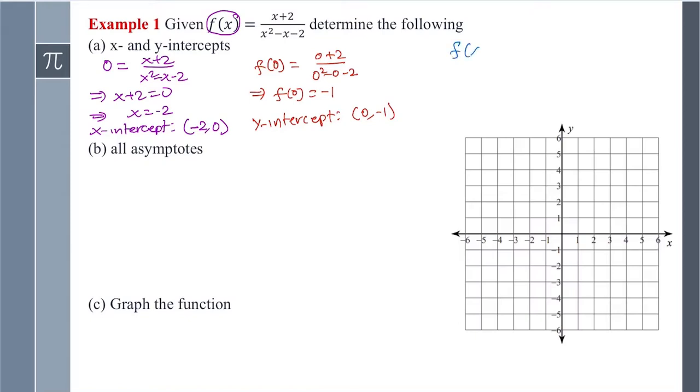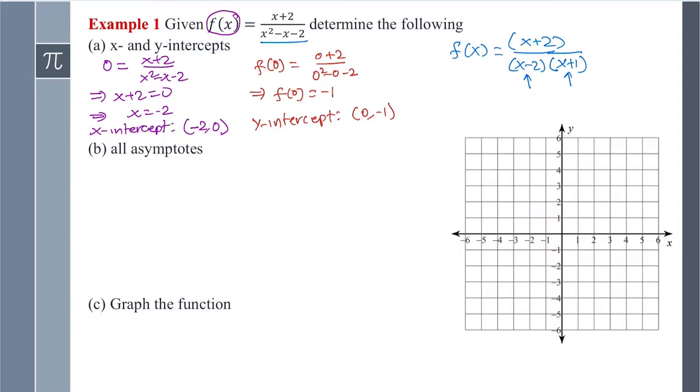So f of x equals x plus 2 divided by, so the factors of the denominator, which is x squared minus x minus 2, the factors are x minus 2 times x plus 2. So we don't have a common factor here in the numerator and denominator. That means we have vertical asymptotes at the 0 of this factor and the 0 of this factor. Okay, so there are two vertical asymptotes.